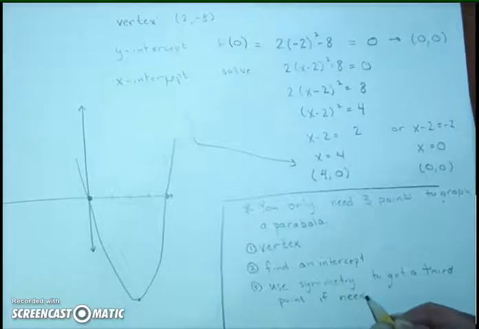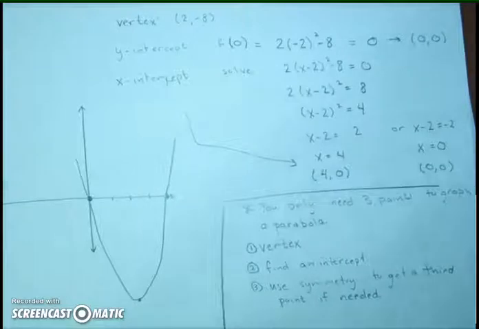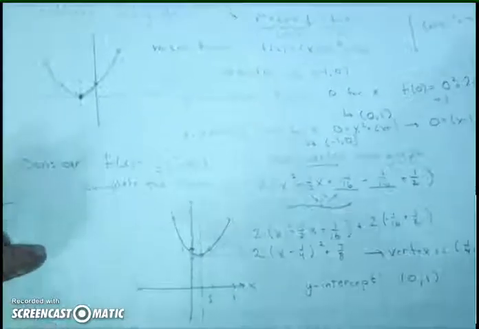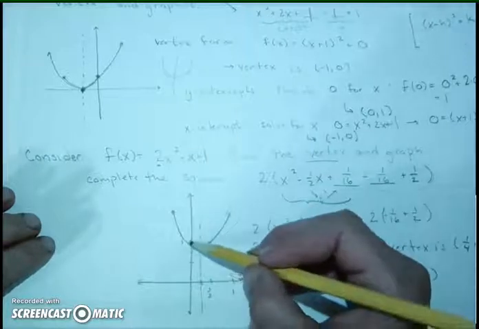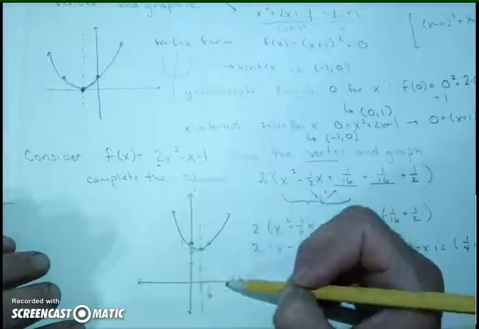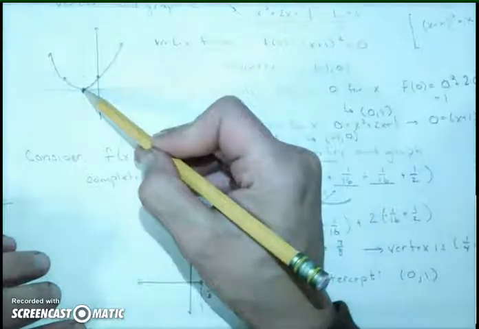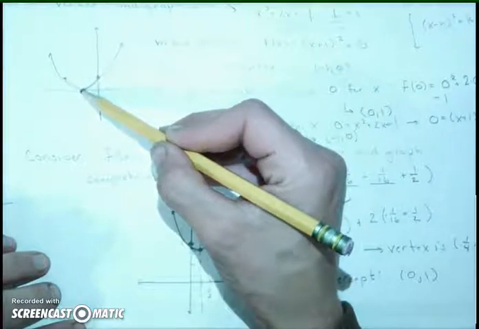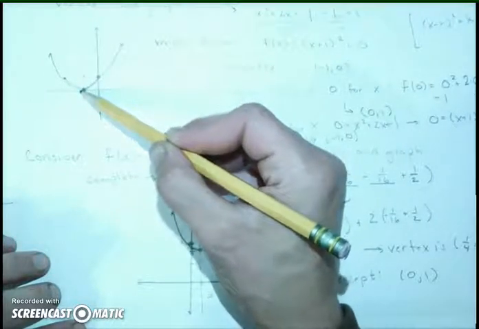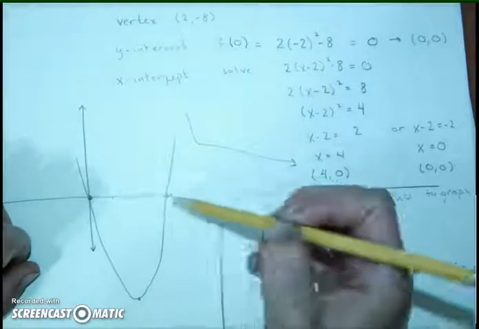So you only need to use symmetry if the intercepts don't give you 2 additional points different from the vertex. In these examples, we could only find one intercept because there weren't x-intercepts, so there was only a y-intercept. And in this case, same thing, there was only one x-intercept, so just finding the intercepts wasn't enough. This case, finding the x-intercepts was enough to give us 3 points.